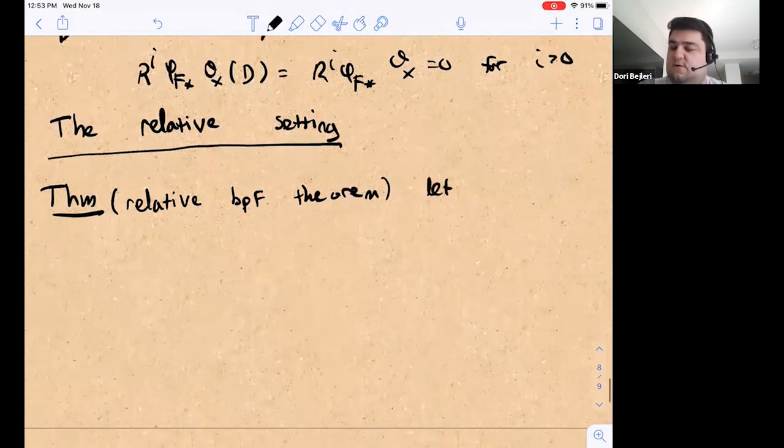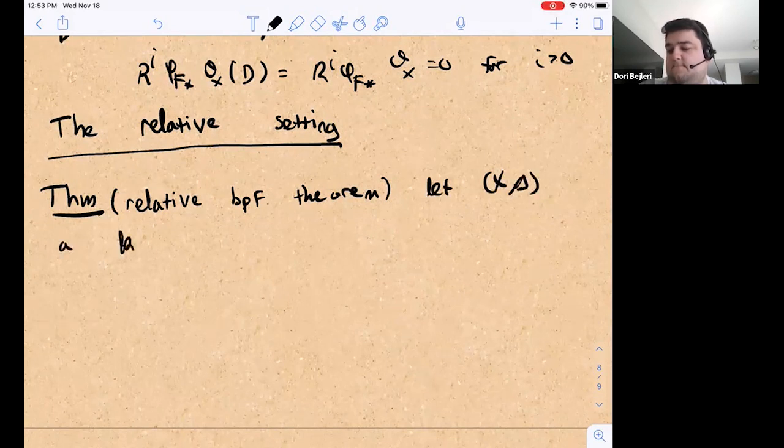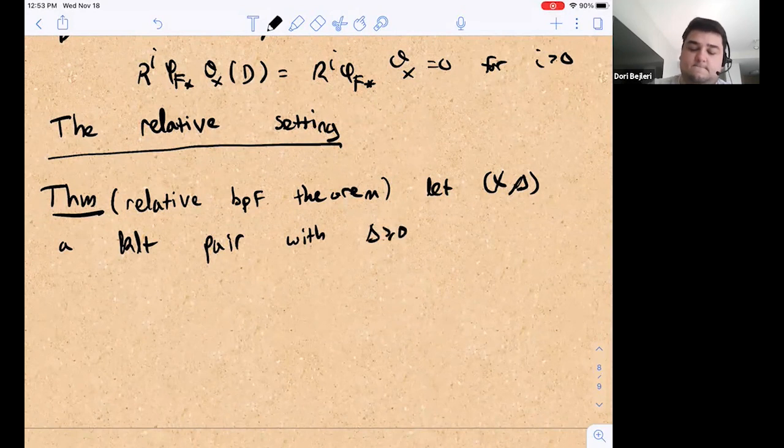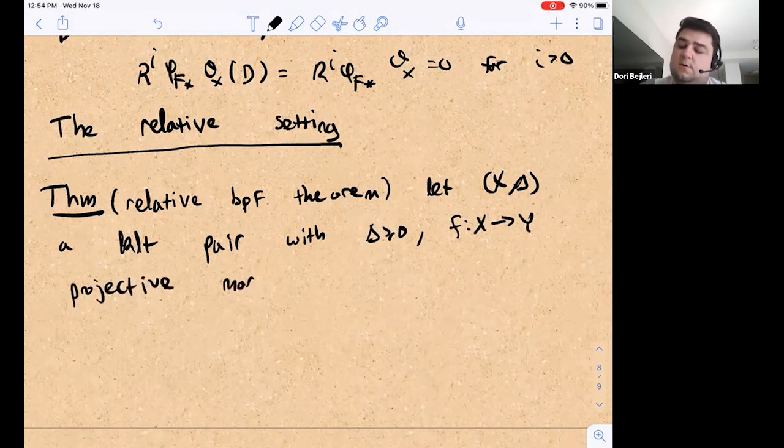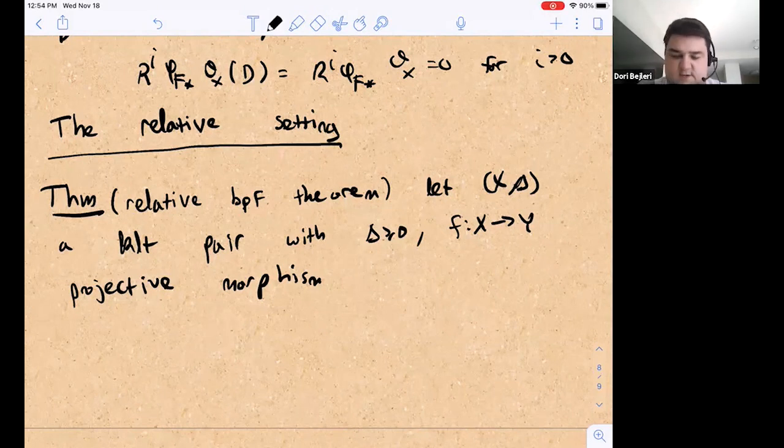So let (X, Delta) be a KLT pair with boundary Delta. And let's say f from X to Y is a projective morphism. And let's assume Y is a variety. So at the least, we probably want to assume that it's separated finite type, but let's assume it's really just a variety.